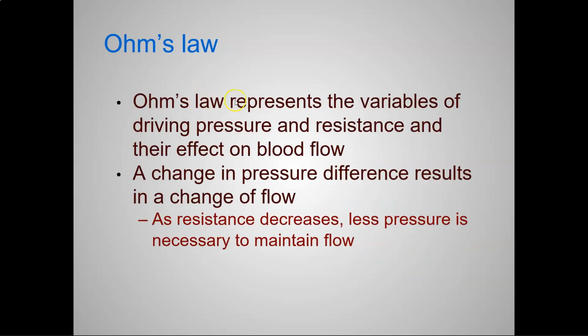It's very simple. Okay. It's all the variables of driving pressure and resistance and effects on blood flow. Change in pressure different results in change of flow. For example, when you decrease our resistance peripherally, and I mentioned this earlier, less pressure is necessary to maintain the flow. So again, if my peripheral vascular resistance increases, my left ventricle is going to have to work harder and press against that resistance. Likewise, the opposite can be stated. So if my peripheral vascular resistance is decreased, my left ventricle will have less work.